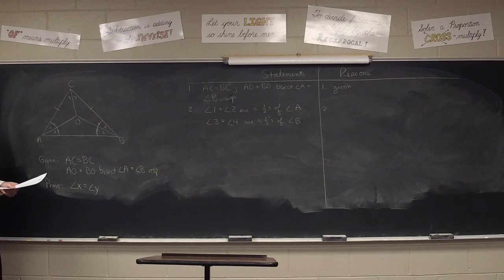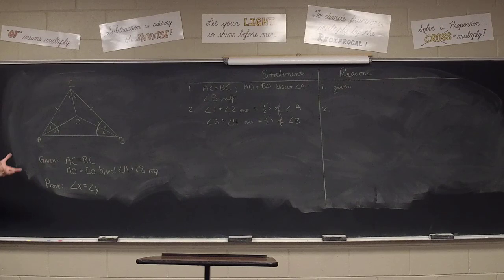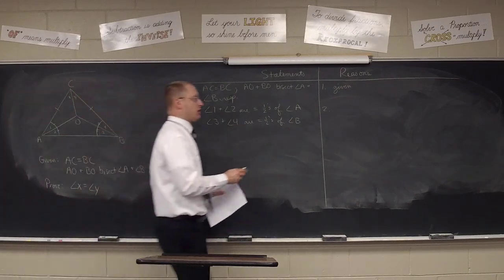Josh? Definition of an angle bisector. Yeah, what is the definition of an angle bisector? A line that divides an angle into two equal halves, two equal angles, both of which are half of the whole. So that's just the definition of an angle bisector.